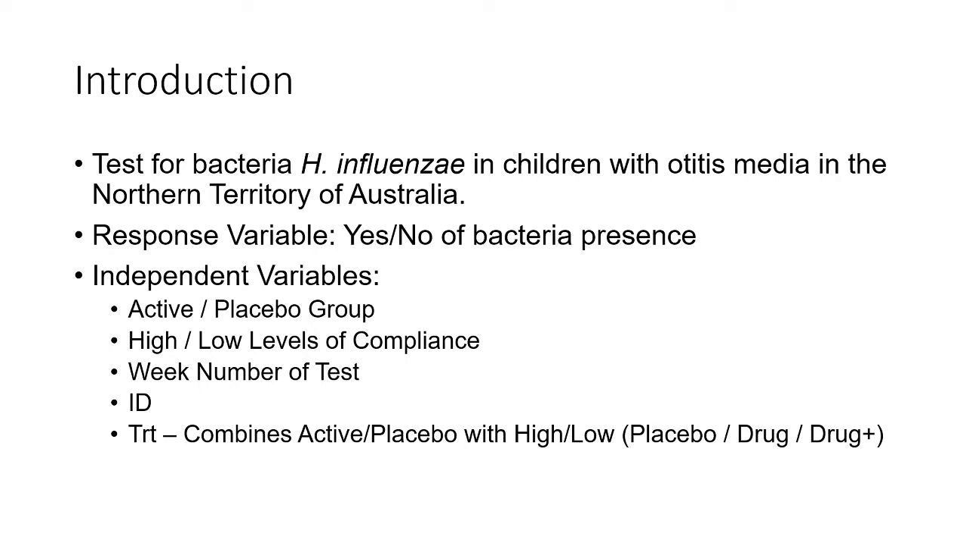The ID, which records the grouping of the test subjects, and TRT, which combines the active or placebo group with the high and low metrics. So it combines it into a group with three parts, which are called placebo, drug, and drug plus. Drug plus corresponds to the high level of compliance, and the low level of compliance in taking the drug. The drug is just the low compliance.